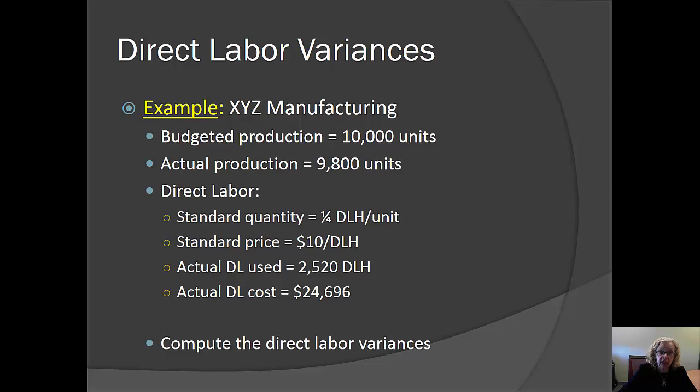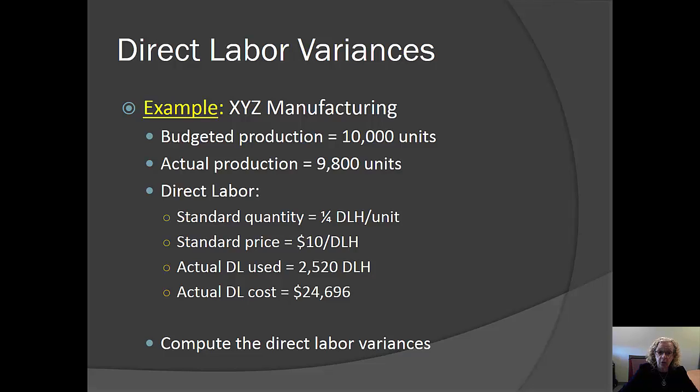Let's take a look first at direct labor variances. We have some production information for XYZ Manufacturing. We were told that they expected to produce 10,000 units, but actually produced only 9,800 units. We're also given some information specifically about direct labor.